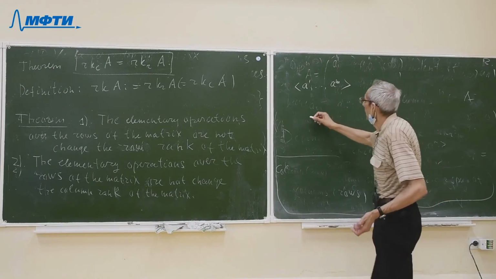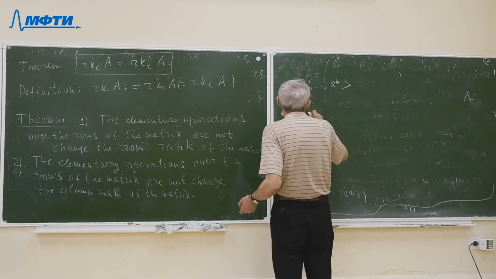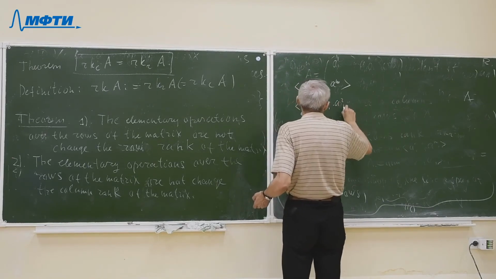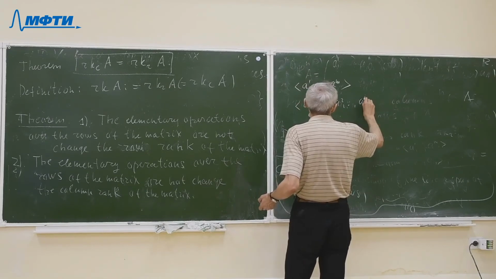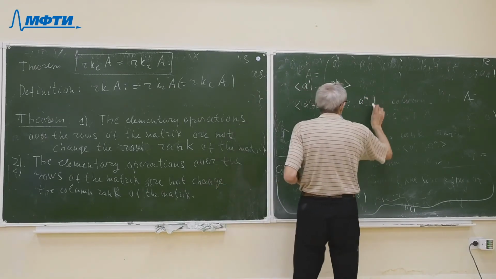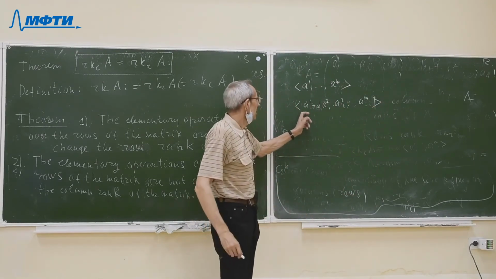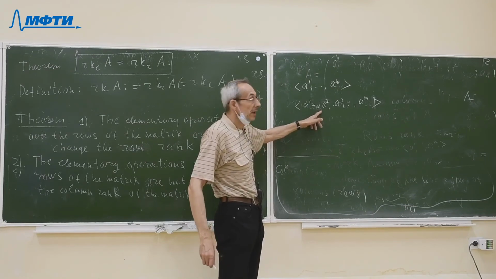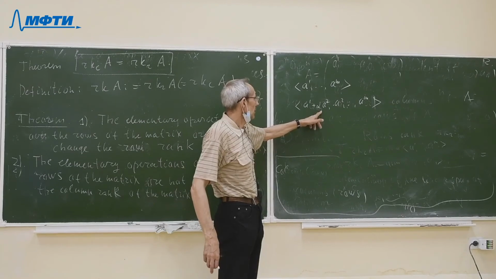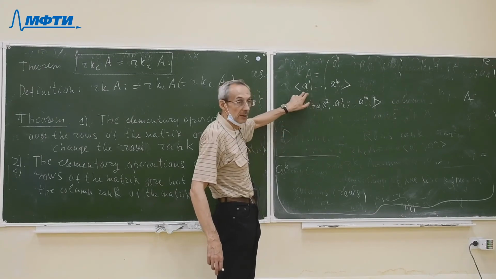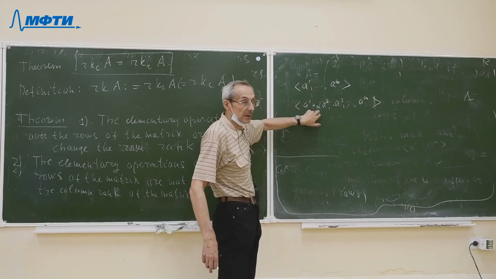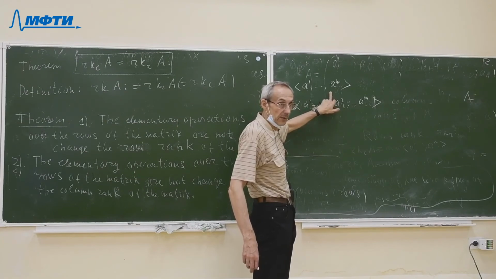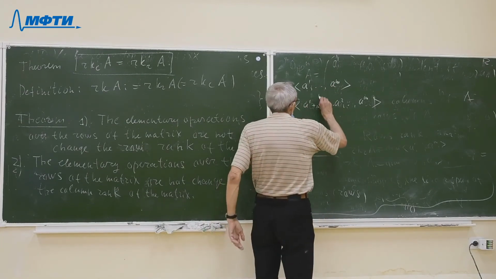For example, if I add to the first row the second, multiplied by an arbitrary number alpha, I obtain an element of this linear span. This element belongs to the linear span, and the other element also belongs to this linear span. From this fact follows such intuition.